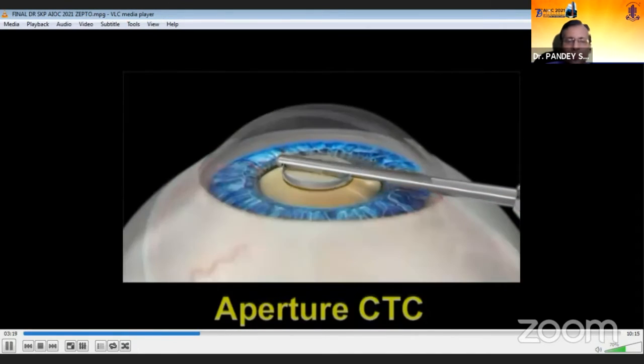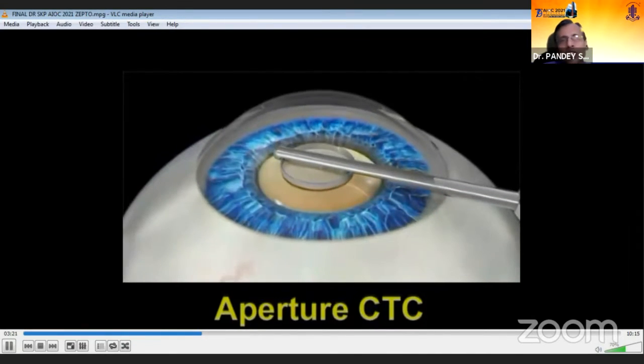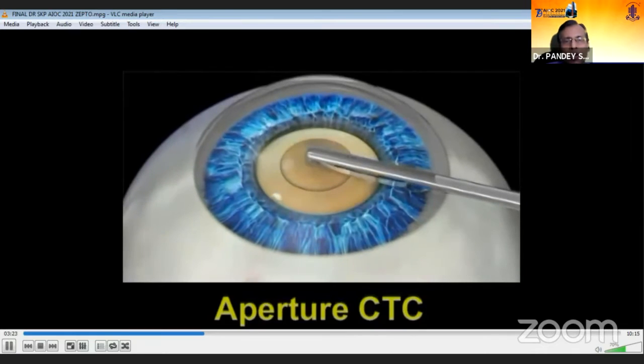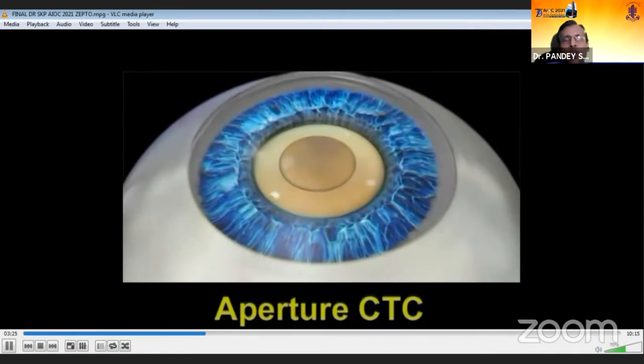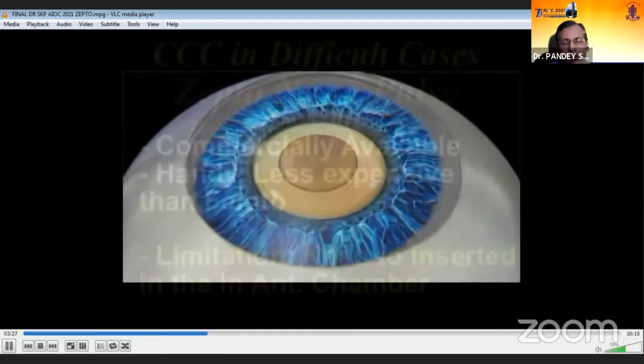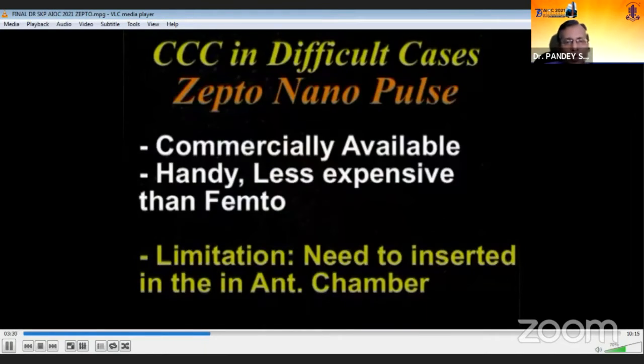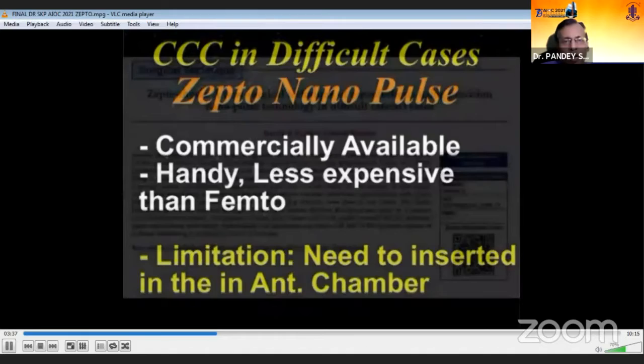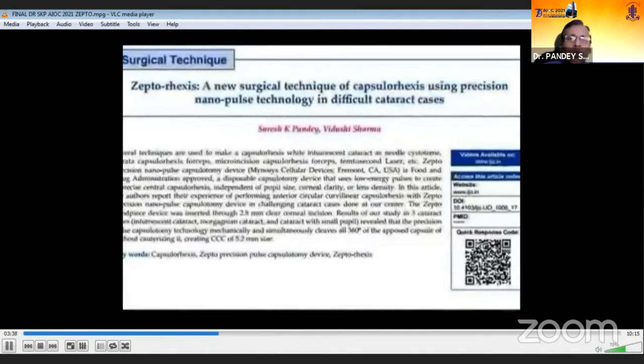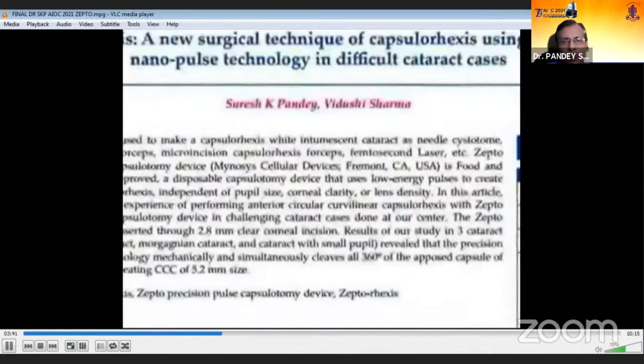At present, the most commonly used methods for capsulorhexis are the Vannas, the 26 gauge needle, and the Utrata capsulorhexis forceps. Today, I'm here to share my experience on another way of doing capsulotomy, which is Zepto-Rhexis, which we have used during the last 5 years.